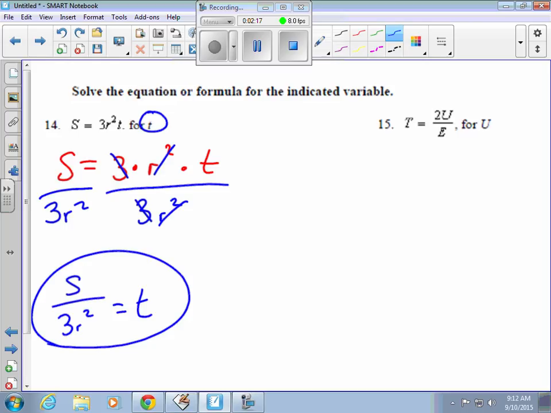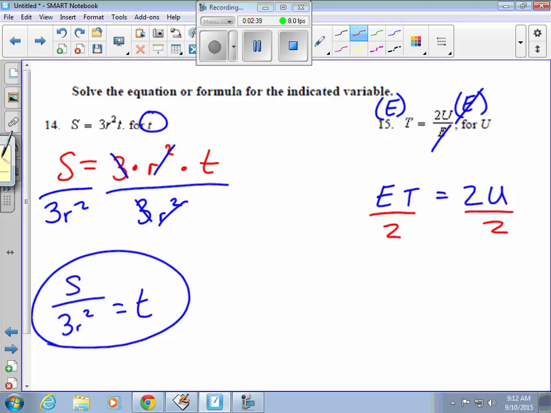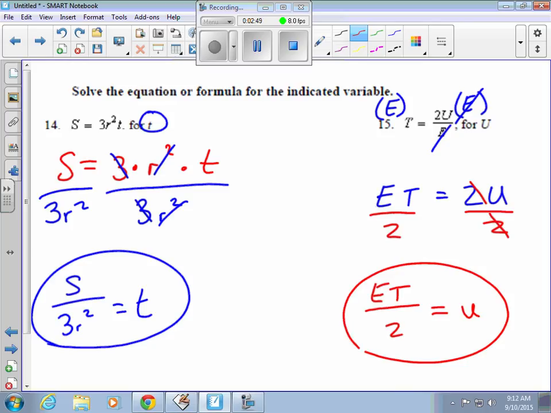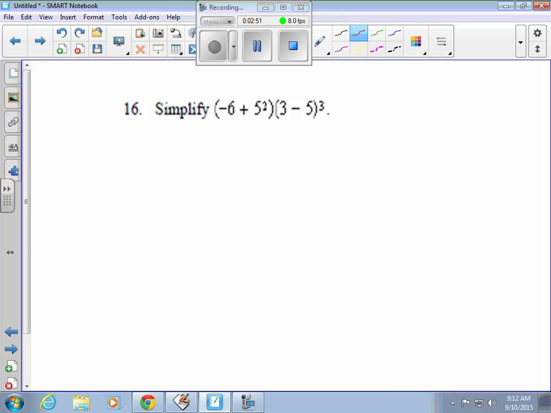P is equal to 2u over e. Get u by itself. Undo divide by e by multiplying both sides by e. If you multiply that one, multiply this one, it'll cancel on this side and leave you with e times p is equal to 2 times u. Then undo 2 times something by dividing by 2. If you do it there, do it here as well. E times p divided by 2 equals u. And u is what we're solving for, therefore it's isolated.